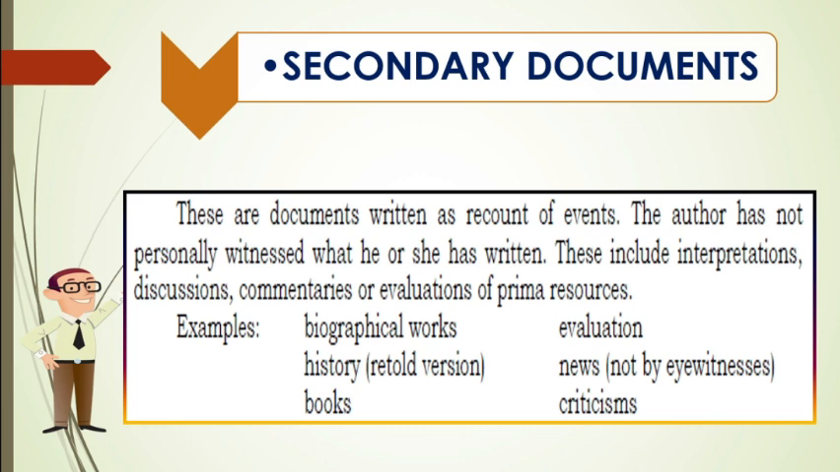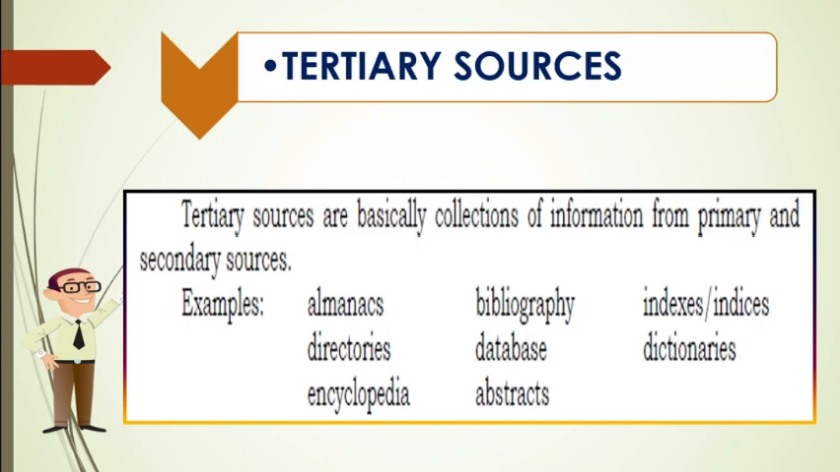The author has not personally witnessed what he or she has written. This includes interpretations, discussions, commentaries, or evaluations of primary resources. Other examples of secondary documents are biographical works, history in a retold version, books, evaluations, news not by eyewitnesses, and criticisms. Last on the list is tertiary sources.